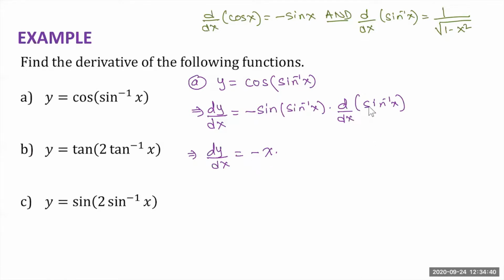Multiply by the derivative of sine inverse x. We know the formula. The derivative of sine inverse x is 1 over the square root of 1 minus x squared. So there is nothing much to simplify there. So the derivative of y with respect to x is equal to negative x multiplied by 1, which is negative x divided by the square root of 1 minus x squared. So this is the derivative of the function y equals cosine of sine inverse x.